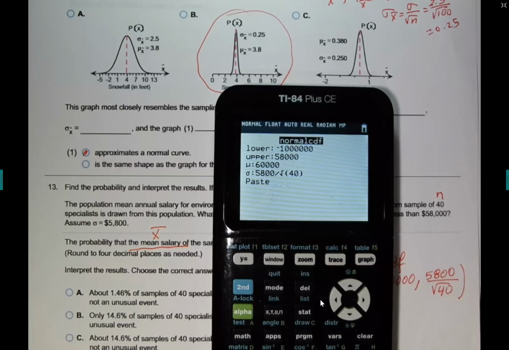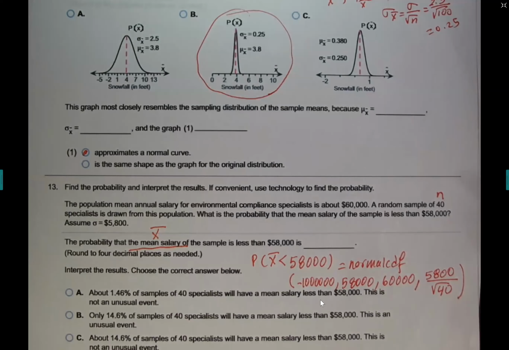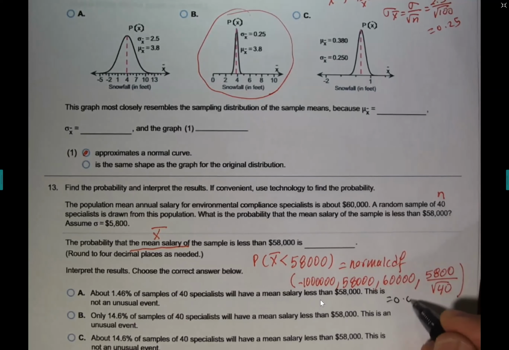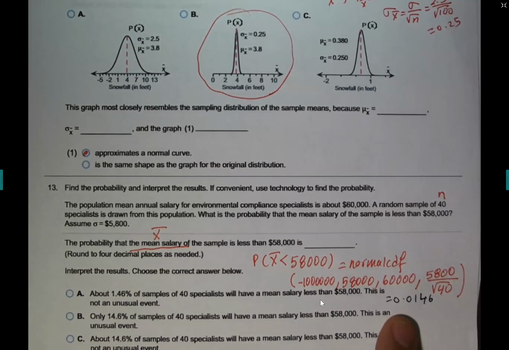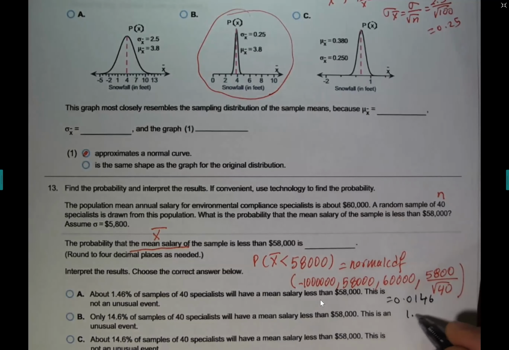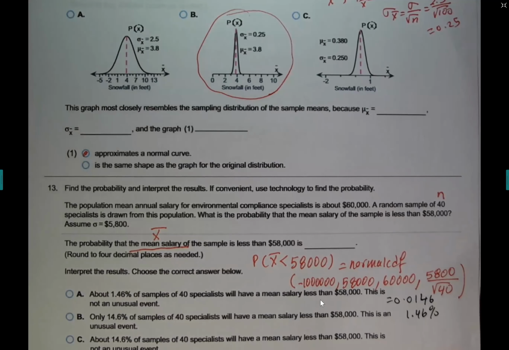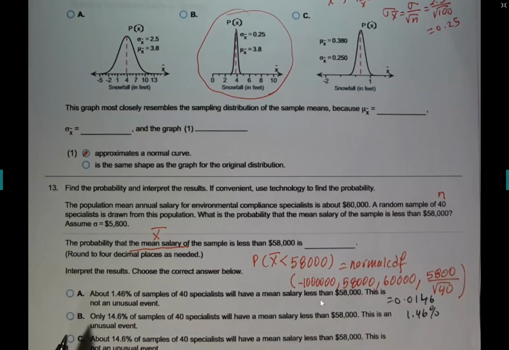Okay, so here is normal CDF. You just put it there, paste, and get the answer. It's 0.0146. And if you change this to a percent, guys, it will be about 1.46%. This is unusual because it's less than 5%. And choose the correct answer.